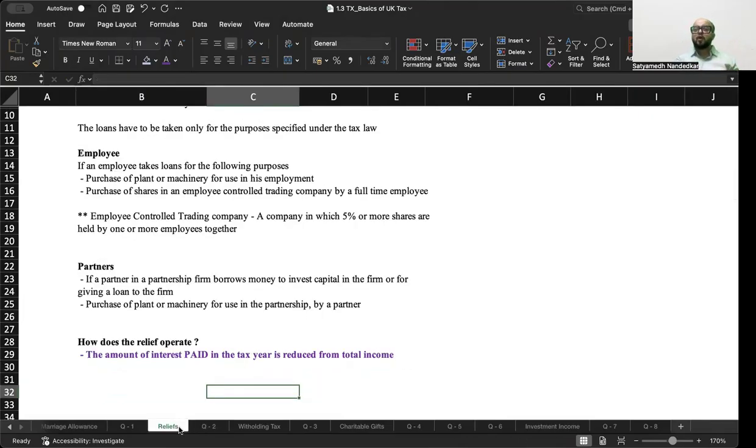Remember, an employee taking a loan to purchase an asset which is going to be used for his employment, allowed. An employee taking a loan, that loan being used to purchase shares of a company which is an employee controlled trading company, that is also allowed. Or if you are a partner and you have taken a loan in order to invest in a partnership firm, allowed. If you are a person who is a partner in a partnership firm and you have taken a loan to purchase an asset, that asset is going to be used in the partnership business, then also allowed, and the amount of interest paid in the tax year is reduced from total income.